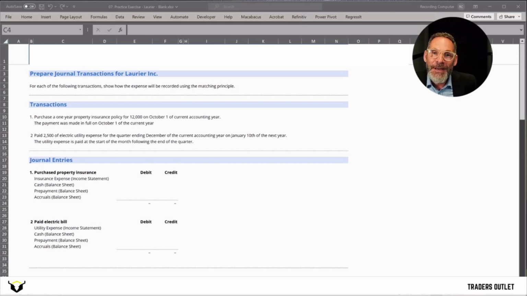Okay, now we have a couple more transactions to practice the matching principle with. I encourage you to try and do it yourself first, and then when you're ready, hit play, and I will debrief this with you. Okay, so the company I've made up, in this case is Laurie Inc. There are 2 transactions. We need to make sure we are using that accounting matching principle. And the first transaction, let's read it.